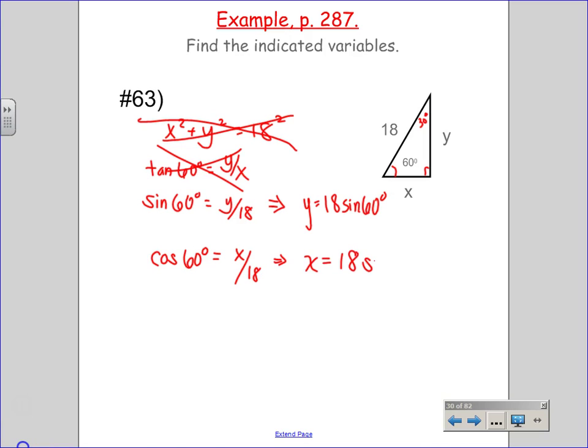I'm not saying you should always ignore Pythagorean theorems. Sometimes it's great. But sometimes it's just frankly not going to be enough.